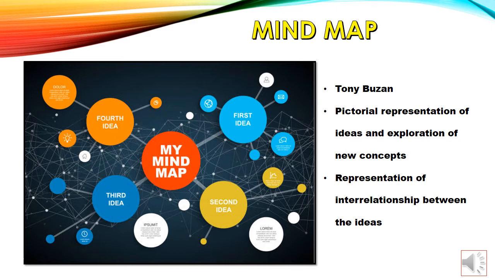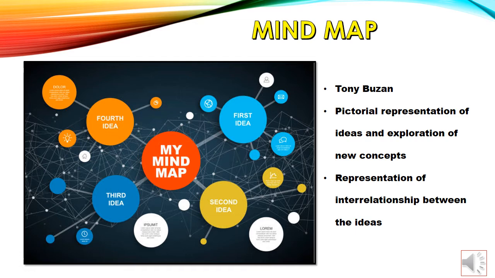The first method we are going to discuss is the mind map. The term mind map was coined by Tony Buzan in the 1970s. Mind mapping is a method of pictorially representing information and exploring new ideas and concepts. It represents the hierarchy or interrelationships of new ideas and concepts in the form of a picture or network. It is a spider diagram that maps information.